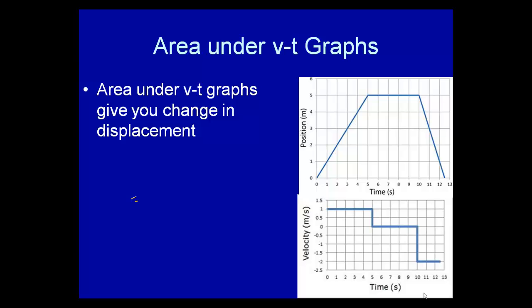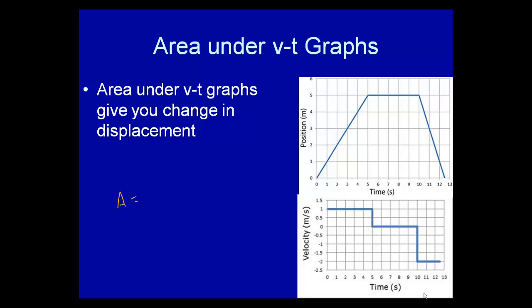Now, area under velocity time graphs gives you the change in displacement. So that's kind of neat. But again, you can kind of figure it out from that. Velocity times time, well, meters per second times seconds is going to leave you with just meters. So it actually gives you the displacement.